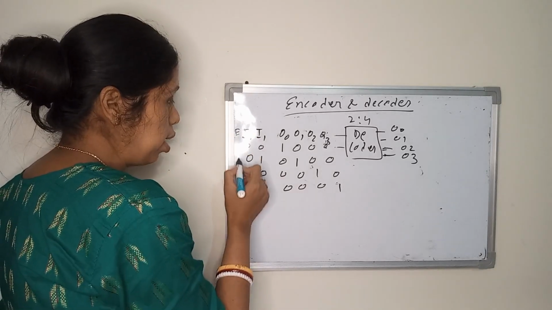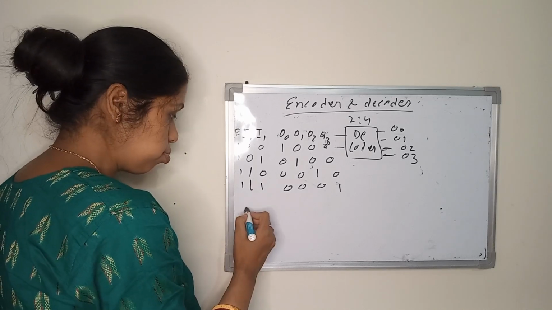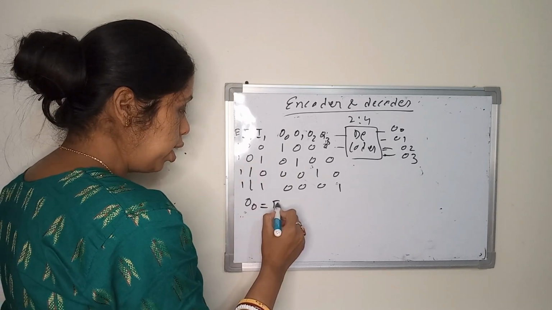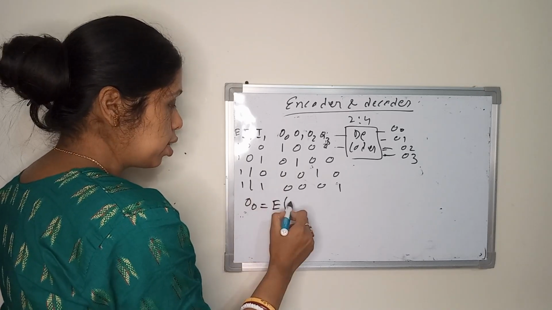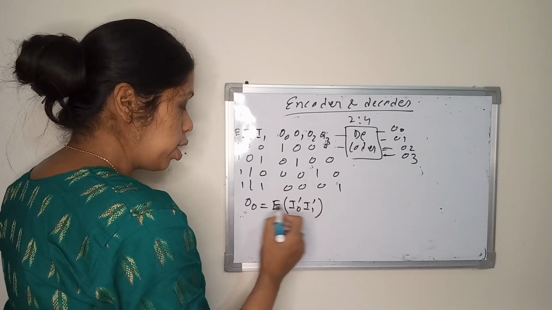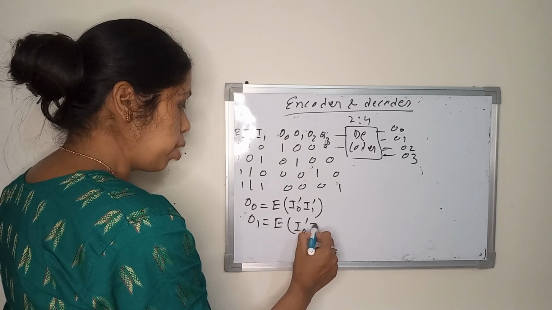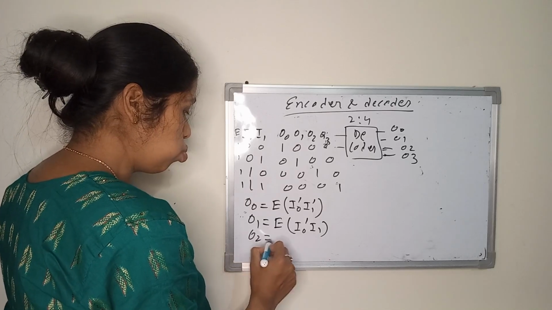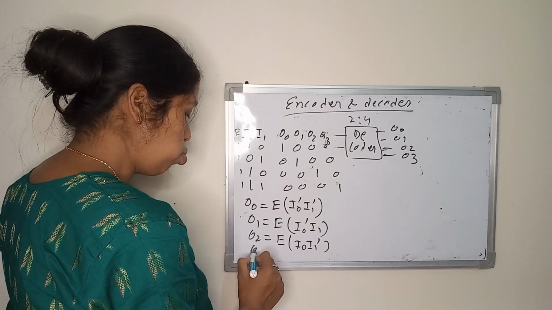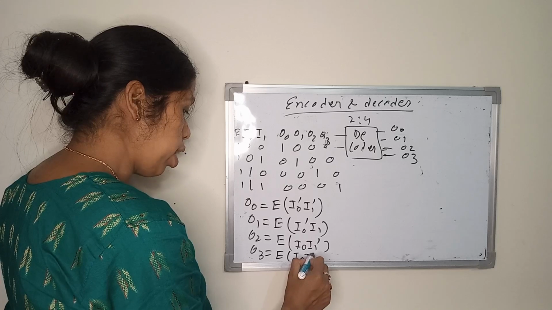So now I am writing the expression. Here is the enable line, and for all these cases my enable line is 1. So O0 is E, I0 prime, I1 prime. O1 is E, I0 prime, I1. O2 is E, I0, I1 prime. O3 is again E, I0 and I1.